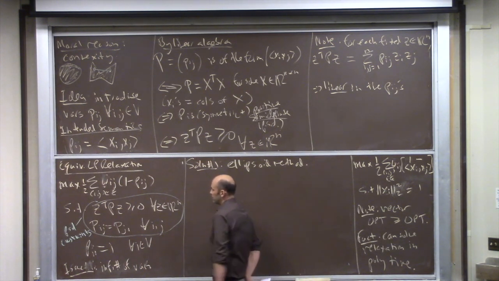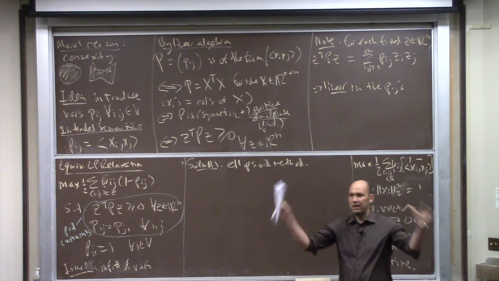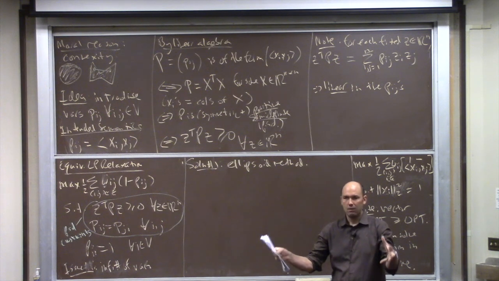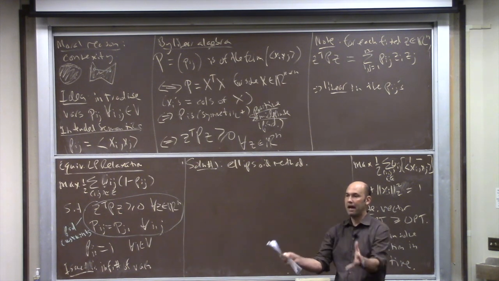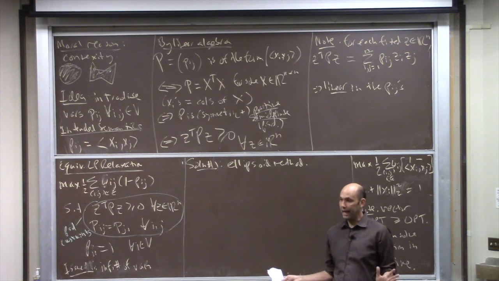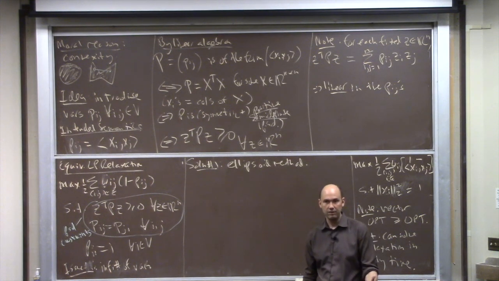So what do you do? Suppose someone hands you an allegedly feasible collection of Pij's. You form the matrix capital P, and you compute its eigenvalues. That can be done in polynomial time. That's a standard matrix algorithm, and there are a lot of ways to do it. So you compute the eigenvalues of the matrix P. If they're all non-negative, you say, good job, it's PSD. Remember, that's one of the characterizations of PSD matrices: non-negative eigenvalues.